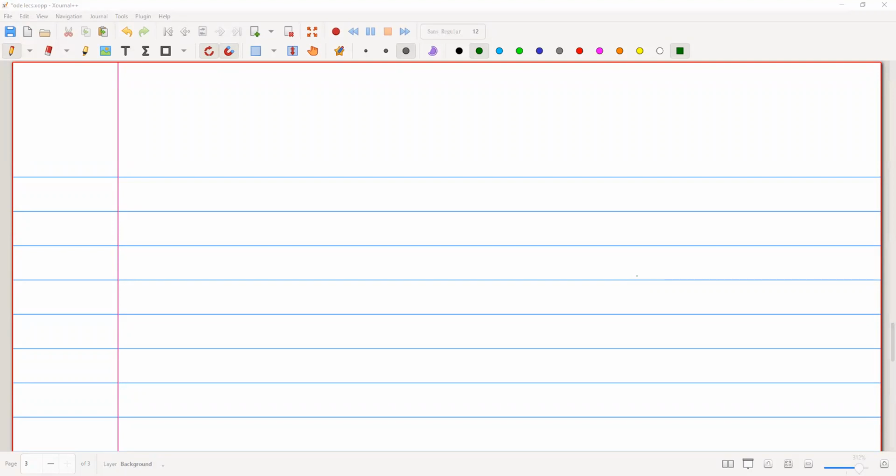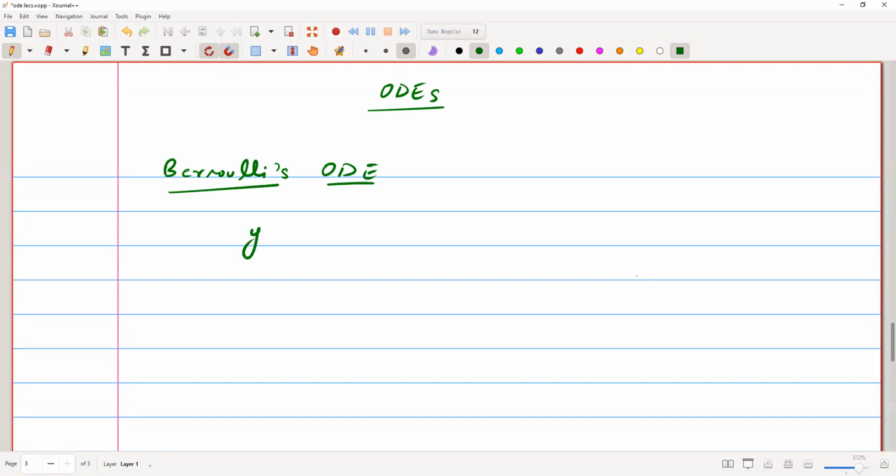So in the previous class, we started nonlinear first order differential equations, and in this class, we'll talk about Bernoulli's equation, and it's a specific case of nonlinear differential equation. So let's start with the general form of Bernoulli's ordinary differential equation. The general form is given by y prime plus p of x times y equals q of x times y to the power n.